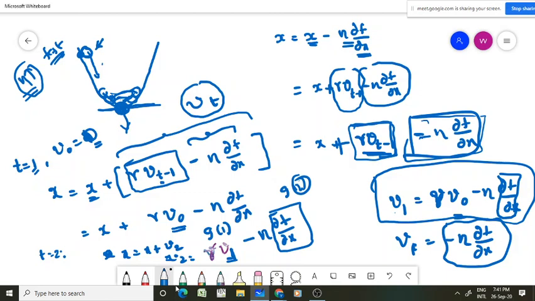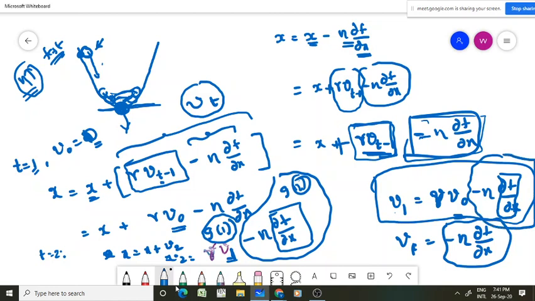See, suppose your gradient in the second iteration and gradient in the first iteration, both are in the same direction, both are negative, then your step length will be large. If both are positive, then the step length will be large. But if one is positive, one is negative, then your step length will be reduced.